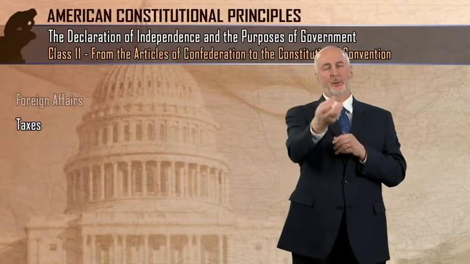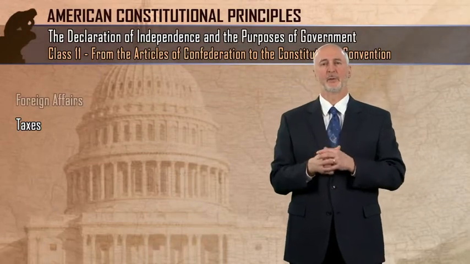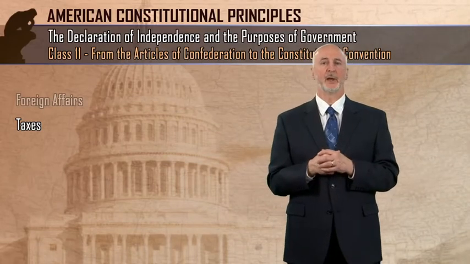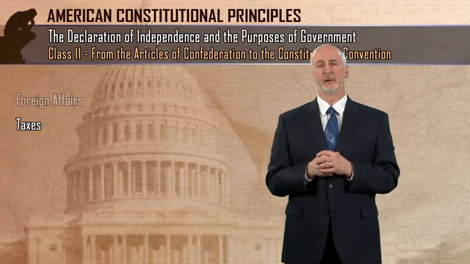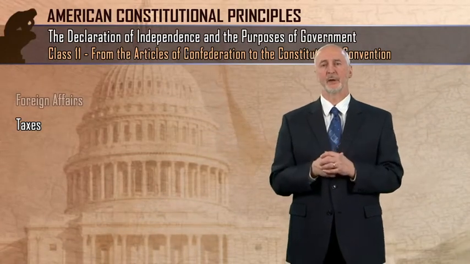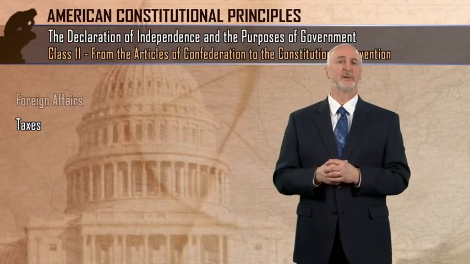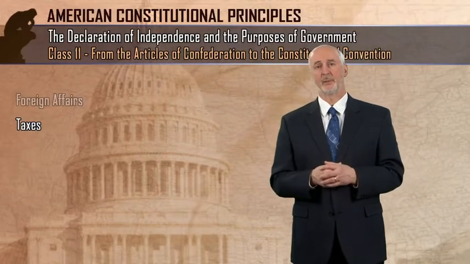So Georgia, you pay this amount, and Virginia, you pay this amount, Massachusetts, you pay this amount, and so forth. Now, the problem is that a lot of the states had financial difficulties during the period between the Declaration and the Constitution. And in some cases, states defaulted on their requisitions. Well, you can imagine what happened.